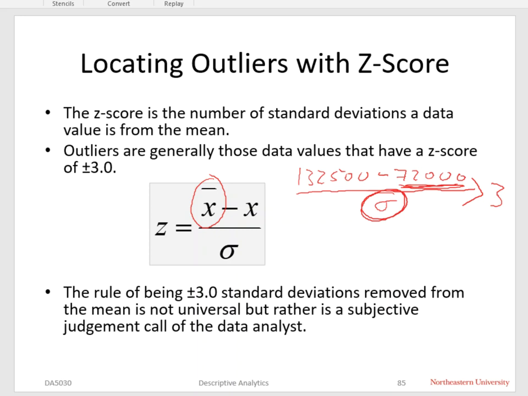You can do it either by saying the absolute value is greater than 3, or you can say it's plus or minus 3 standard deviations away, because clearly that could be a negative number. For example, if you have 132,500 as the mean, and you have a value of, let's say, 427,000 for home sale price, then that number is clearly negative. In that case you're looking for less than -3, or really, the absolute value being greater than 3. But again, it is subjective, and it is something you need to do as a data scientist. You need to make that judgment call.